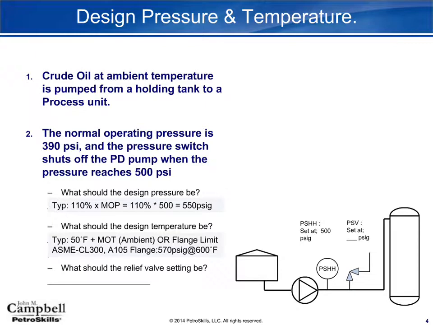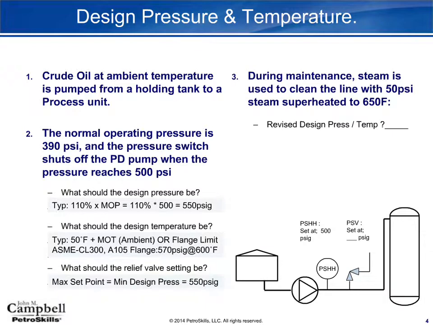The other way to look at this might be to say, well, based on the flange rating, an ASME class 300 flange, that rates out at 570 pounds at 600 F, so maybe 600 should be my design temperature. We're going to see that this gets a little more complicated in a second. So finally, what's my relief set point? Well, relief set point is always the weakest link in the system, in this case, the 550-pound design. And keeping these things organized in your mind as you go through is very important. We need structure here.